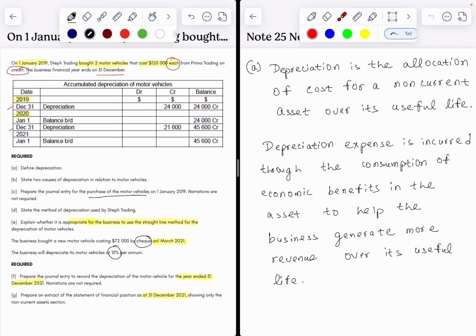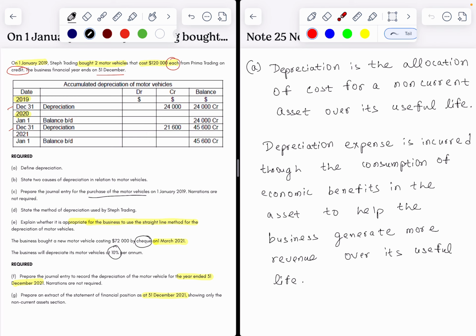Today we have got a practice question from the topic non-current assets. In this question, you will learn to interpret the accumulated depreciation of motor vehicles account, identify the method of depreciation used, and also record relevant journal entries for the depreciation expense and purchase of new assets.